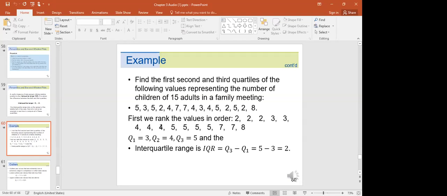Now, from the median, we divide the data set into 2 equal parts. There are 7 values below the median and 7 above the median. So the lower median, the median of the values below the median, is Q1 equals 3. The median of the values above the median is Q3 equals 5. The interquartile range is Q3 minus Q1, which is 5 minus 3.